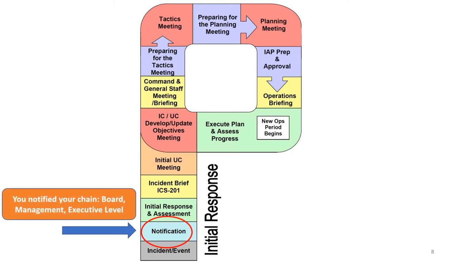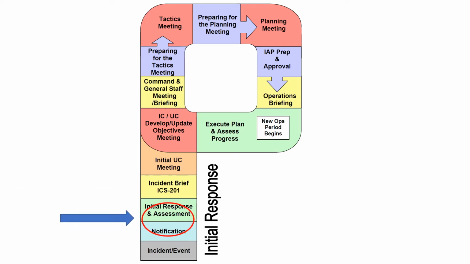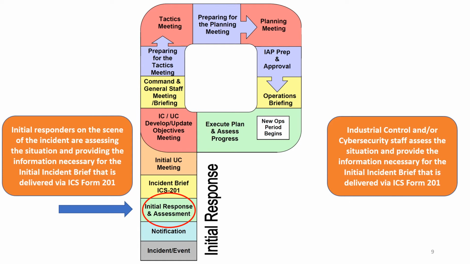Step 2, notifications. You make appropriate notifications to your chain, giving them a brief description of the information at hand. Step 3, initial response and assessment. Your on-duty team is on the scene, either industrial control or cybersecurity staff. They assess the situation and provide the information necessary for the initial incident brief that is delivered via ICS Form 201. We will cover this form in a few minutes.